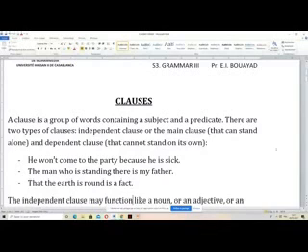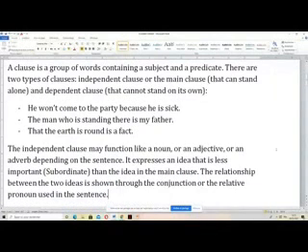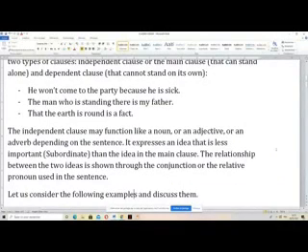Then this is what I have explained, that the independent clause in general may function like a noun. And this is the case of that the earth is round is a fact. It may also function as an adjective, like the man who is standing there is my father. Who is standing there is an adjective clause. In terms of function, it is considered as one unit. So who is standing there is an adjective clause modifying the noun man. Or the clause may be an adverb, depending on the sentence.